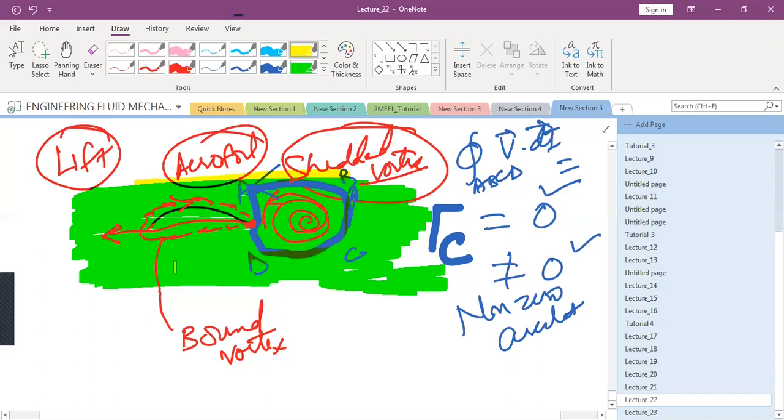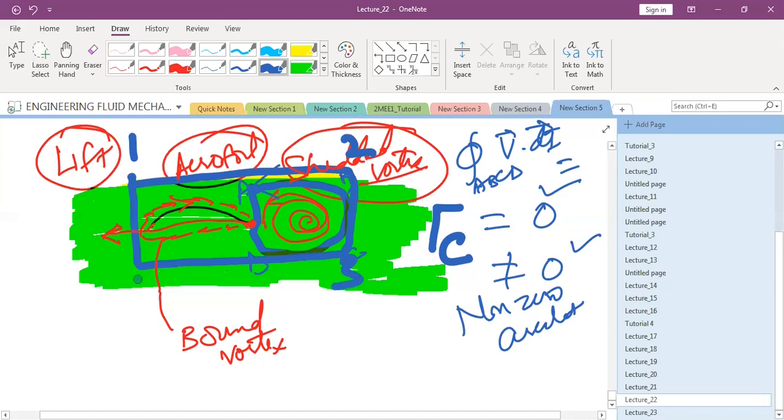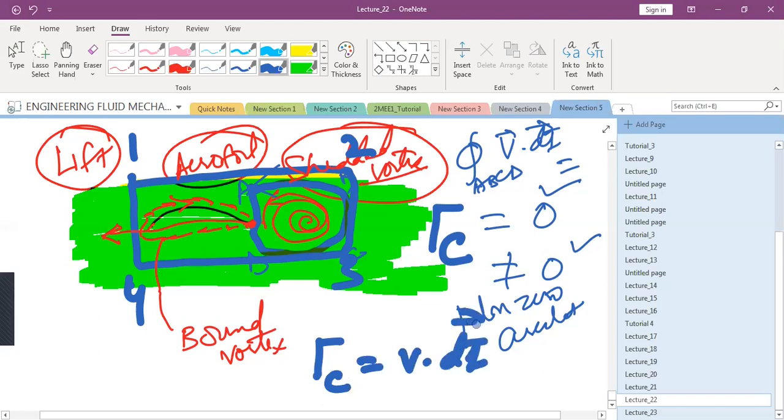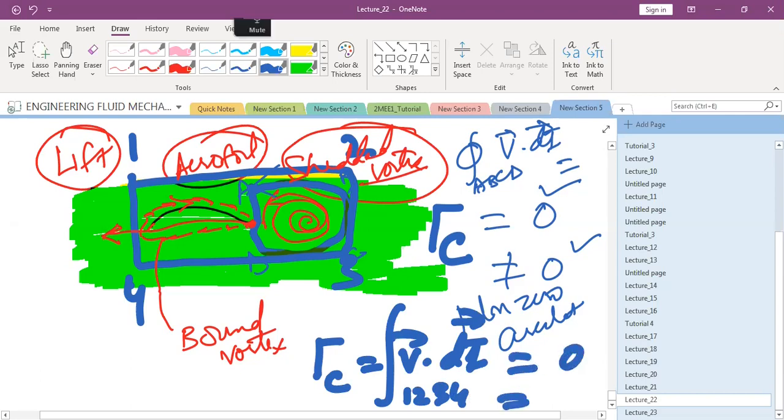What about if I have something like this? Instead of this ABCD, I have this bigger curve, which is now marked as, say, 1, 2, 3, 4. What will be the circulation? If I write the integral of V dot dl over 1, 2, 3, 4, will this be zero or non-zero?